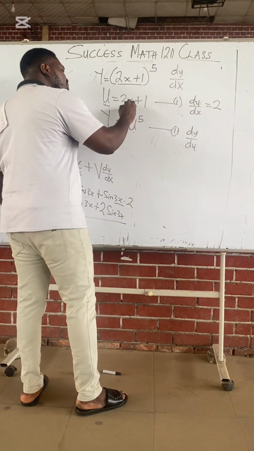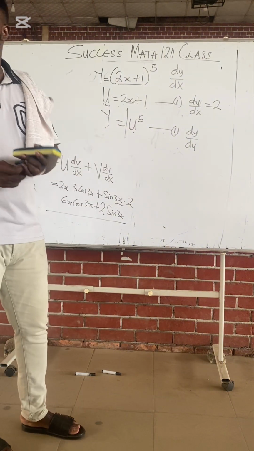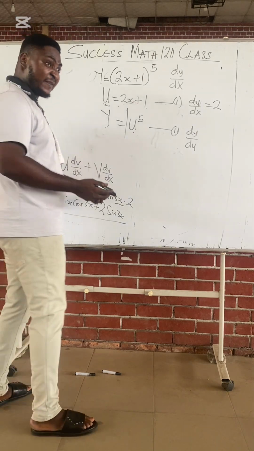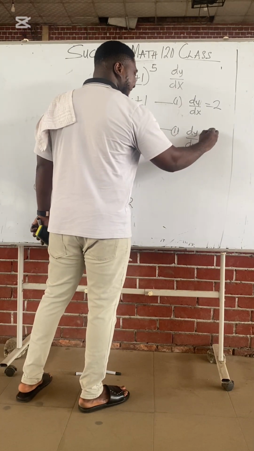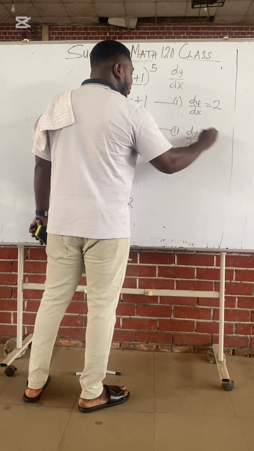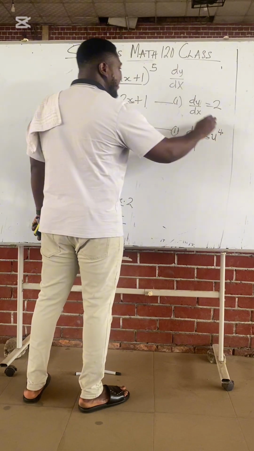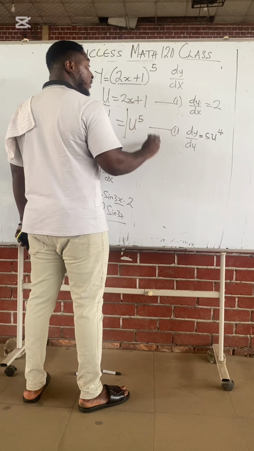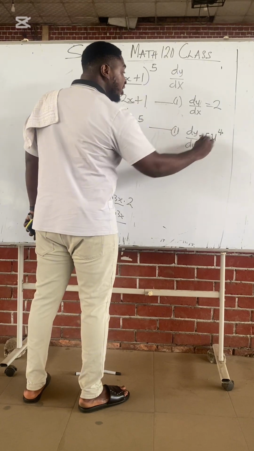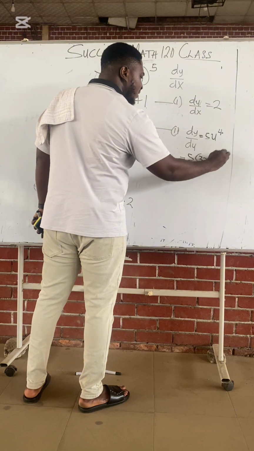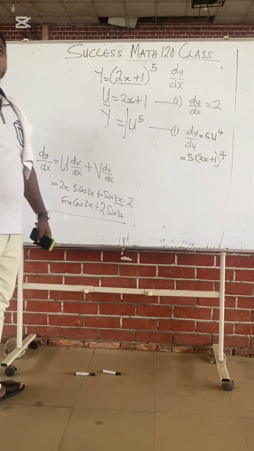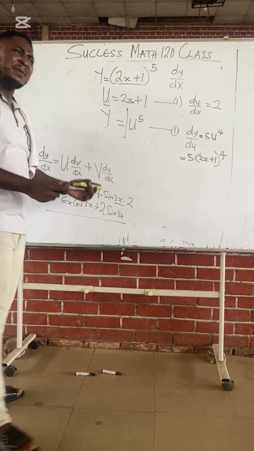Differentiate u raised to the power 5. U raised to the power 5 means 1 u raised to the power 5, right? There's an invisible 1 there. Multiply 1 times 5, bring down your u, subtract 1 from the power. We don't forget that u is 2x plus 1. So 5 u raised to the power 4. Replace u with 2x plus 1: 5 into bracket 2x plus 1 raised to the power 4. This is the long method. In the exam, don't use the long method, use shortcuts, please.